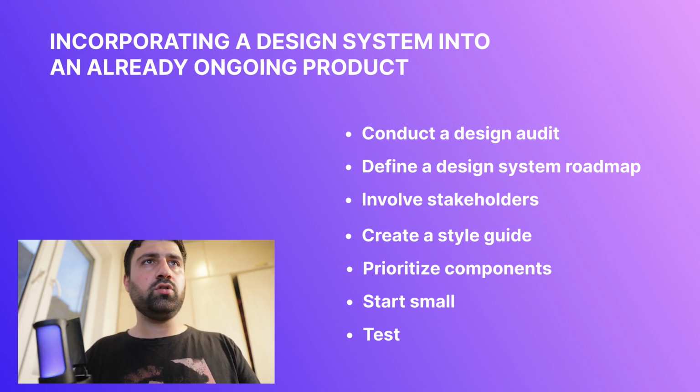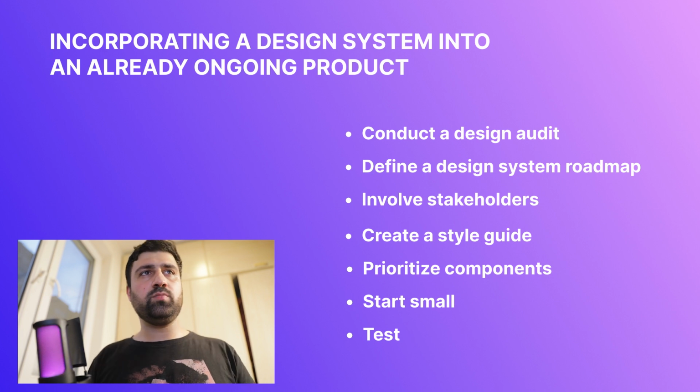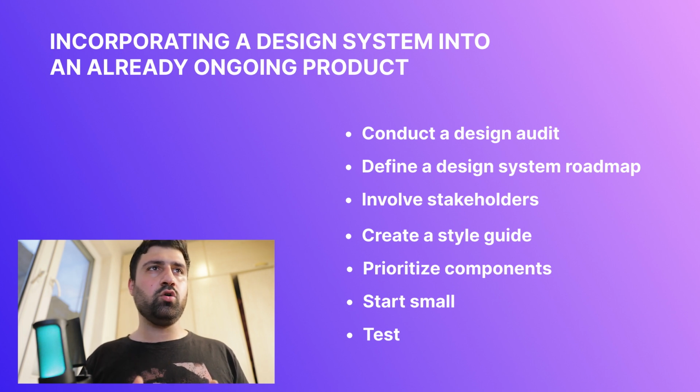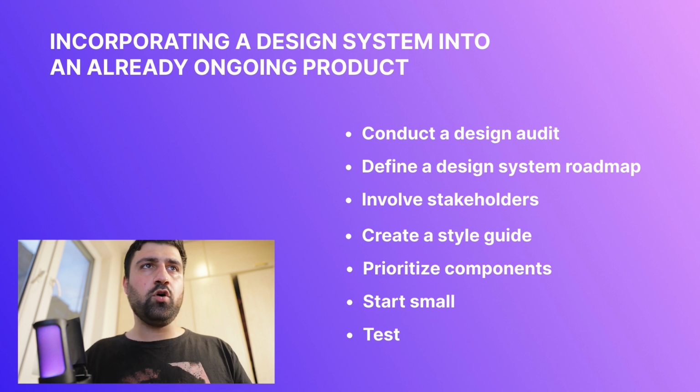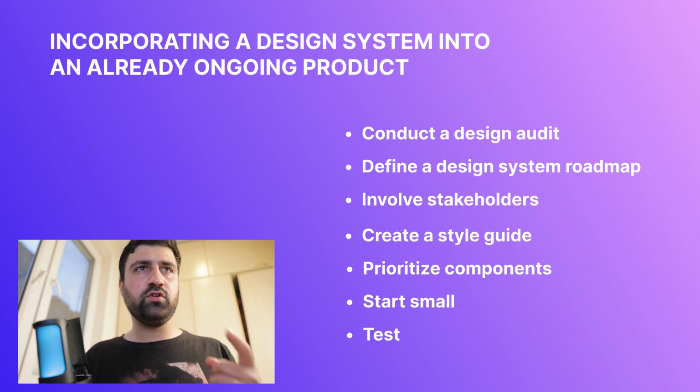So define the roadmap. Define a design system roadmap that outlines the process for creating and implementing the design system. The roadmap should include timeline, goals, and milestones for the design system implementation. Involve stakeholders in the design system creation process, including designers, developers, and other key team members. This ensures that everyone is invested in the success of the design system and that it meets the needs of all the parties involved. Create a style guide.